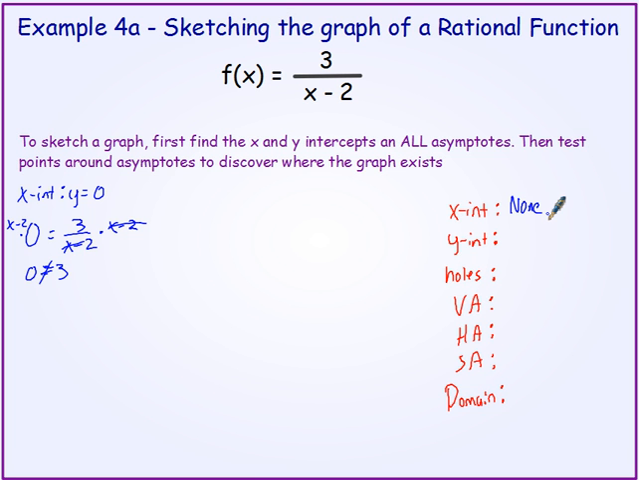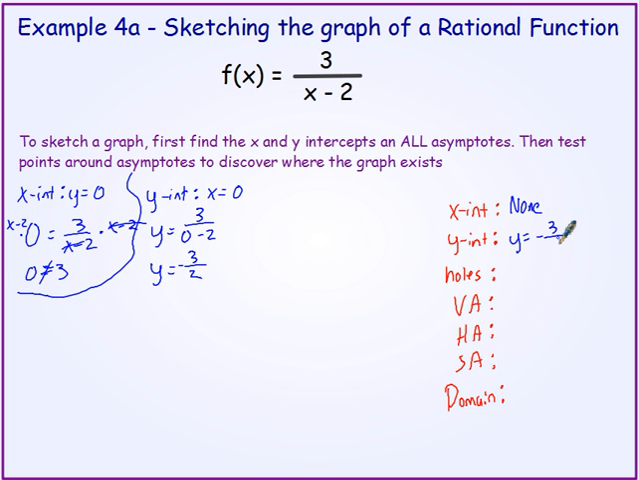Okay? How do you find a y-intercept? You make x equal to 0. So what does that look like in our case? Y equals 3 over 0 minus 2. Does everybody agree that that's just going to be y equals negative 3 over 2? Right? Does everybody see what I did? All I did was make x 0, so then that just becomes negative 3 over 2. So there's my y-intercept. Y equals negative 3 over 2.